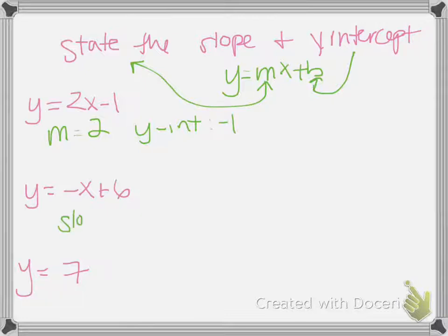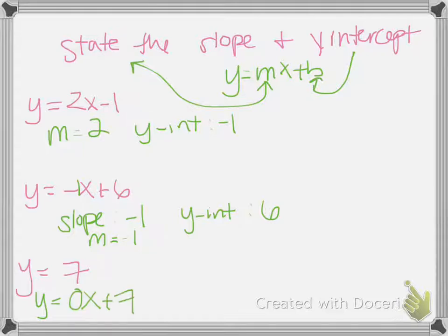Okay, my slope in this one is -1, so my m equals -1, because there's a -1 in front, and my y-intercept is that +6. This doesn't have an x attached to it, so if we wanted to rewrite it, 0x plus 7, because 0 times x gives me that 0. So my slope in this one is 0, and my y-intercept is 7.